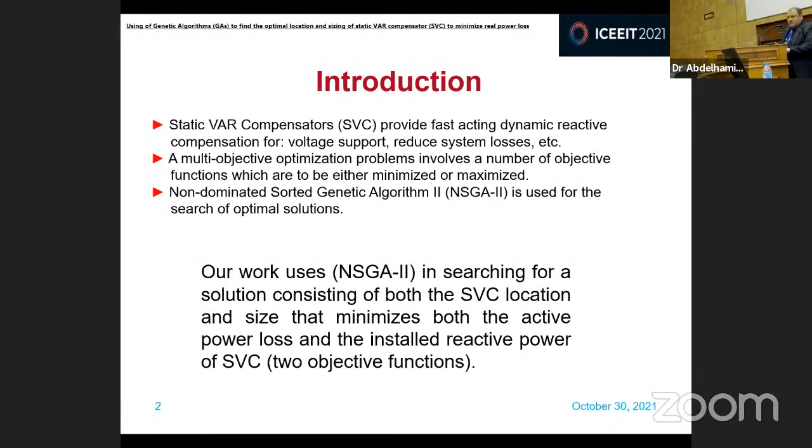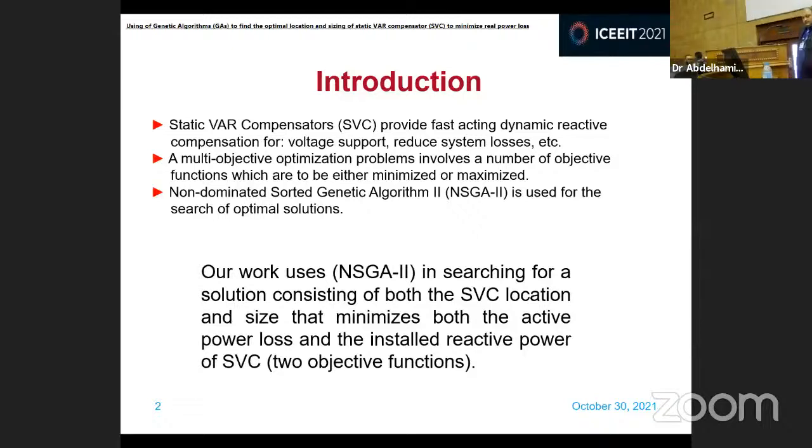Static VAR compensators provide fast-acting dynamic reactive compensation for voltage support and reduce system losses. Multi-objective optimization problems involve a number of objective functions which are to be either minimized or maximized. Non-dominated Sorting Genetic Algorithm 2 is used for the search of the optimal solution.